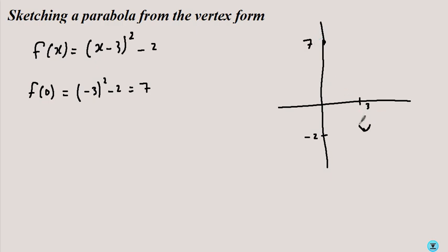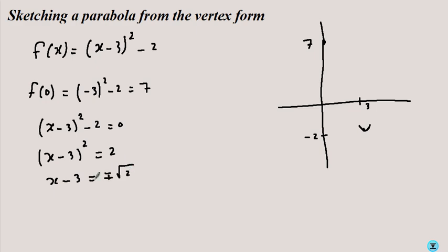Now, obviously, there are two roots, one lower than 3 and one higher than 3. So those two roots are obtained when this expression is equal to 0. But solving this expression is very easy, because (x minus 3) squared minus 2 equals 0 yields (x minus 3) squared equals 2. Taking the square roots of both sides, x minus 3 equals plus or minus root 2, and then x equals 3 plus or minus root 2.